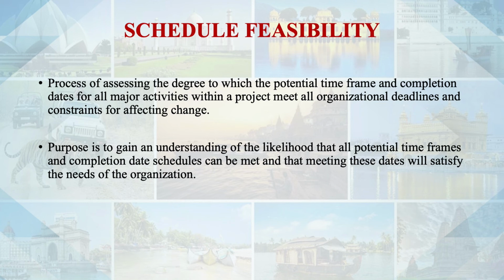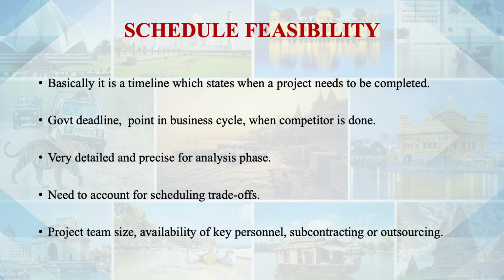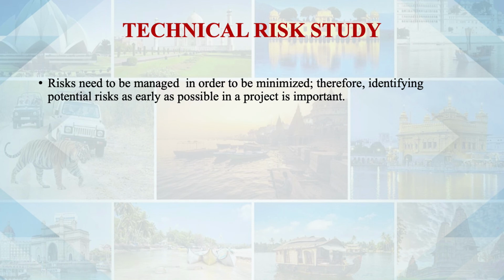So scheduling feasibility includes timeline, maybe government deadlines, maybe industry deadlines, likewise in the case of the corona vaccine, there is market pressure. If you don't bring the vaccine in the next few months, while the disease is in the market, maybe a competitor brings it, or maybe the need is no more there. So that is very important. The last one in technical aspect is risk and operational aspect, which includes that risk needs to be managed in order to minimize the risk.